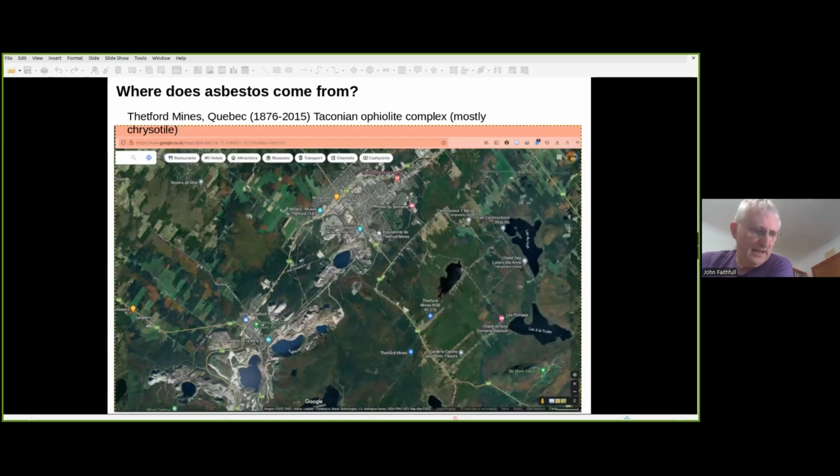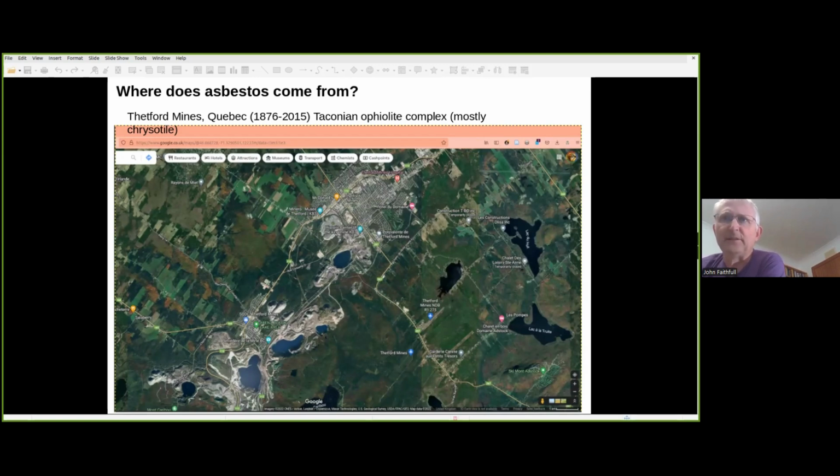So where does asbestos kind of come from? Well, just a quick scoot through some of this. This is the Thetford mines in Canada, which are one of the biggest Canadian producers. These are from a Taconian ophiolite complex, and they overwhelmingly produced chrysotile asbestos.